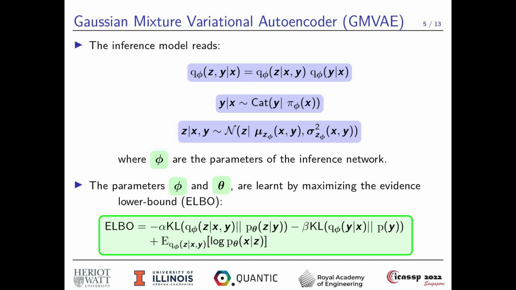The objective of the GMVAE is to approximate the posterior distribution of z and y given x, which is intractable and typically approximated by a factorized posterior, namely the inference model. In this work, we approximate the categorical distribution using the Gumbel softmax concrete distribution. The parameters of the inference and generative networks, theta and phi, are learned by maximizing the evidence lower bound, ELBO, that is a lower bound on the log probability of the observations.